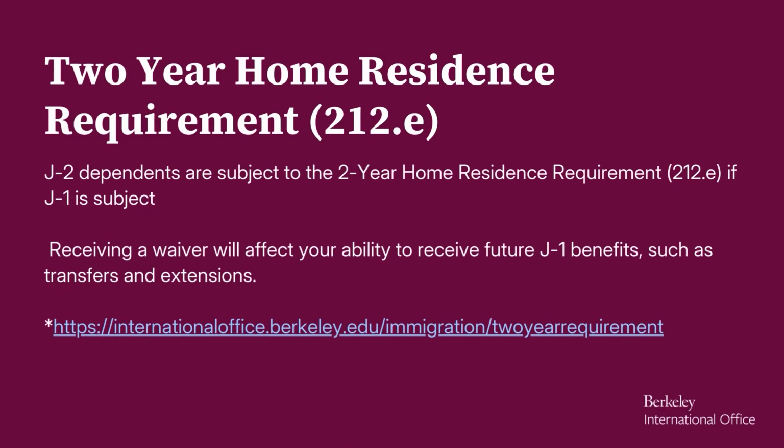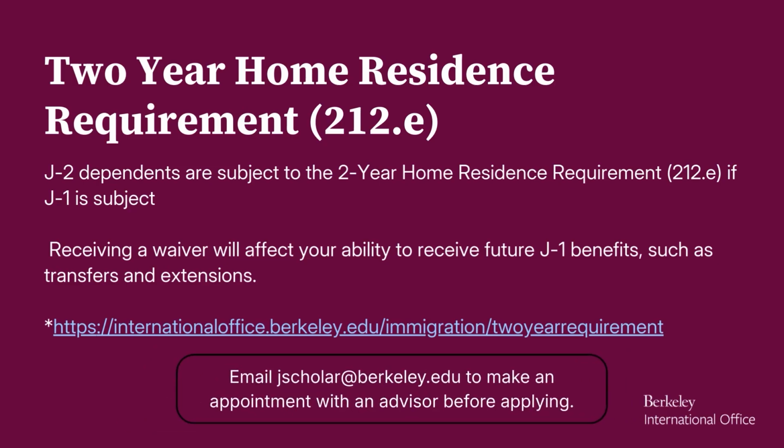J2 dependents are subject to the 2-year home residence requirement if the J1 is subject. The Department of State does have a process through which you can apply for a waiver of this requirement. However, receiving a waiver may affect your ability to receive future J1 benefits, such as program extensions and transfers. So the timing of the waiver is very important. Because of this, we encourage you to attend a 2-year requirement workshop hosted by Berkeley International Office and/or make an appointment with a scholar advisor before applying.